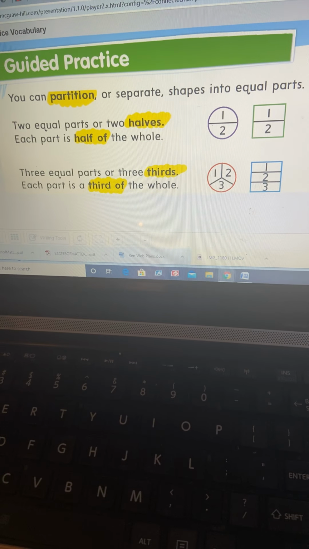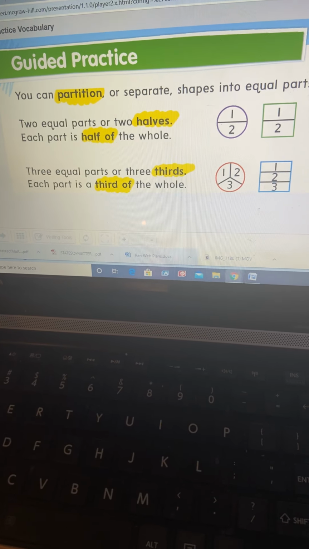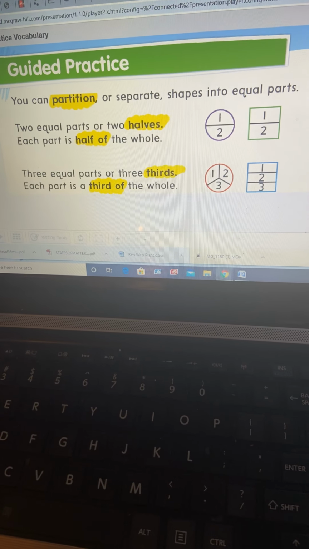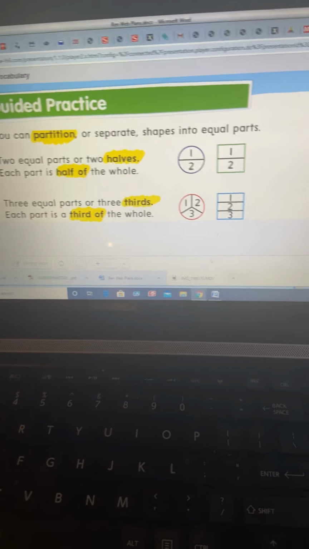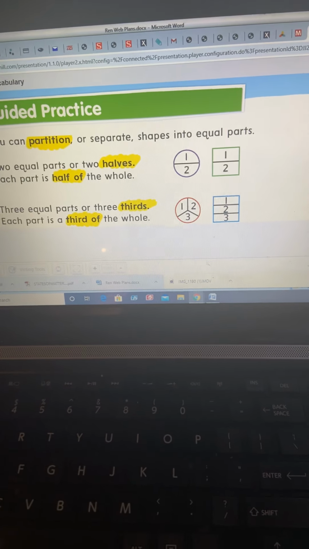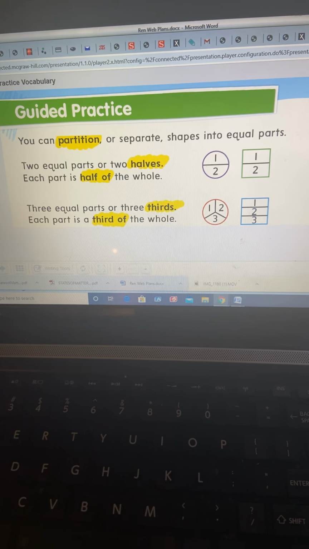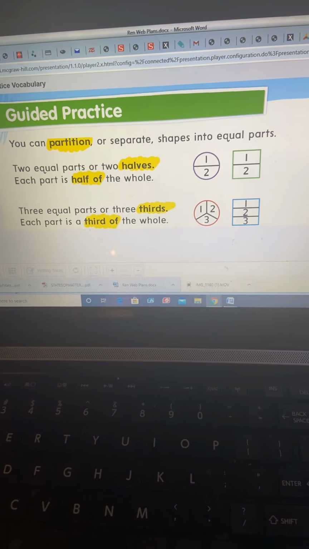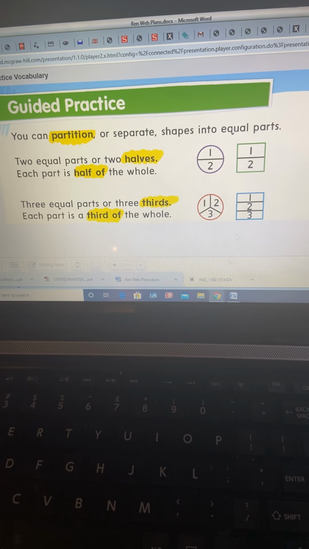Think about it. When you buy a pizza, you divide it usually into 8 pieces. So if we divide something in half, it means we're dividing it into 2 pieces. If we divide it into thirds, we're dividing it into 3 pieces. What if we divide it into 4 pieces? Well, that would be fourths.